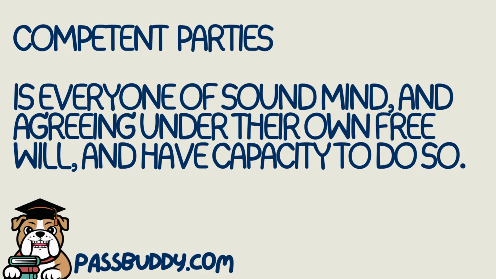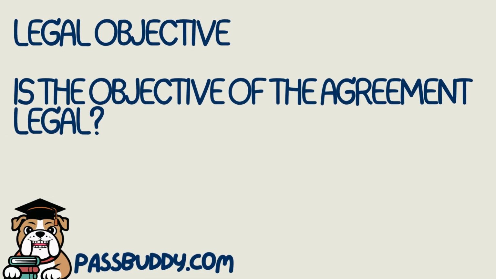Those are minors entering into legally binding contracts, huh? So now let's get back to competent parties. Basically, this is saying, is everyone of sound mind and are we agreeing under our own free will and do we have the legal capacity to do so? Now, again, minors don't have the legal capacity to enter into every contract in every state. Okay. So it's a situation where you have to apply the second essential element of a contract.